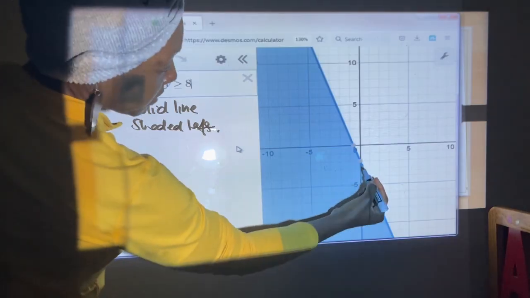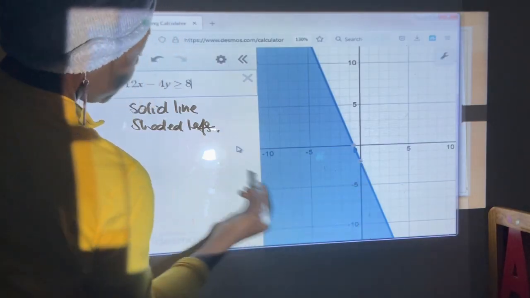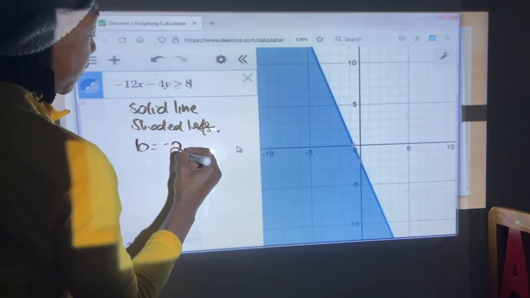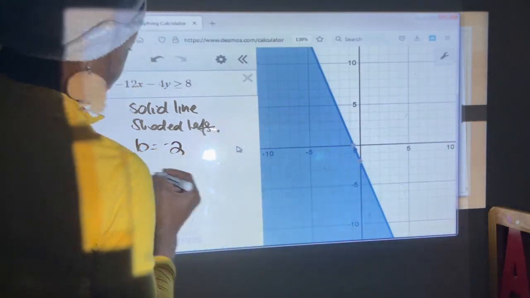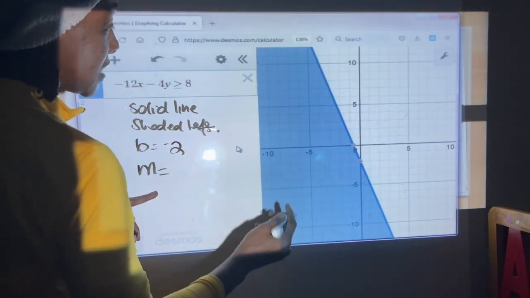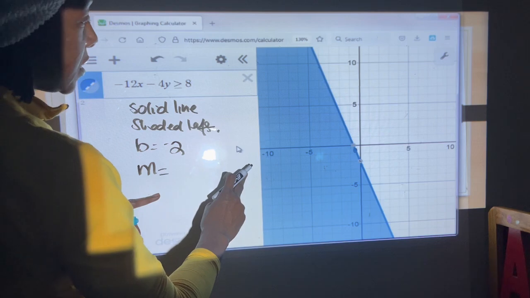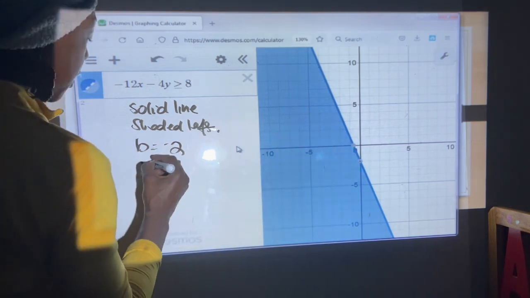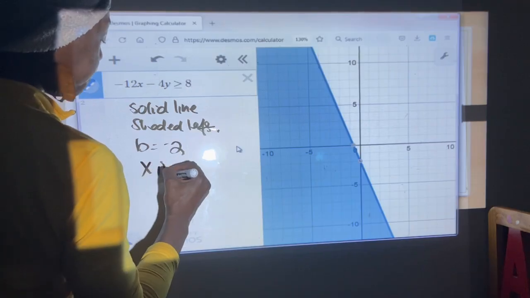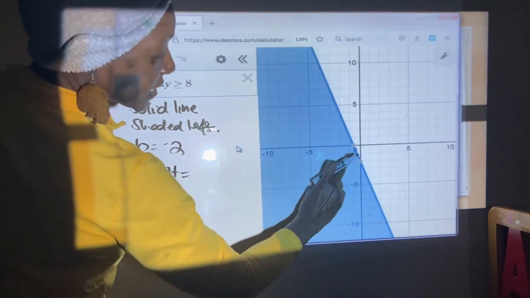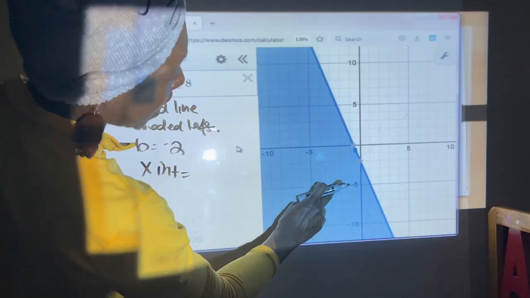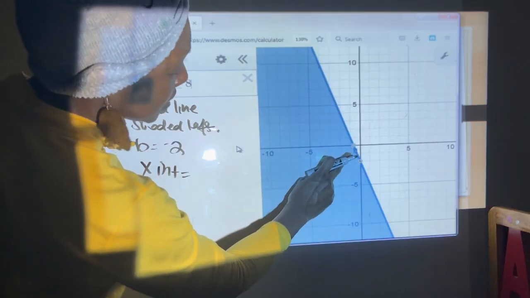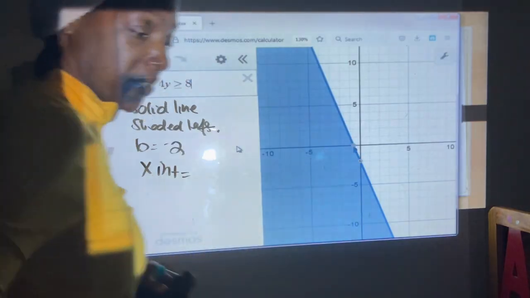The y-intercept is -2. So b equals -2. Now, if I really wanted to, I can also go with my slope, but that's not necessarily helpful. Let's go x-intercept. That might be more helpful. X-intercept, or where it crosses the x-axis, that looks like about +1, but it's not directly on it. Let me hover.